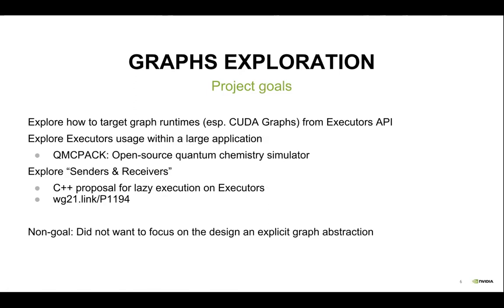Something I was interested in was exploring this senders and receivers proposal, a C++ proposal. Basically, it's a proposal to do lazy execution on executors as opposed to more eager execution. If you're interested in the details, you can find the proposal at that link. But it seemed to me like the senders and receivers proposal was a good fit for Cuda Graphs, because Cuda Graphs is a lazy API where you're defining your work in one step, and then in a second step, releasing that work to be executed. So I thought this would be a good opportunity to evaluate that particular proposal in the context of something concrete like Cuda Graphs. As a non-goal, I did not want to focus on the design of an explicit graph abstraction. I just wanted to focus on executors, Cuda Graphs, and the senders and receivers stuff.